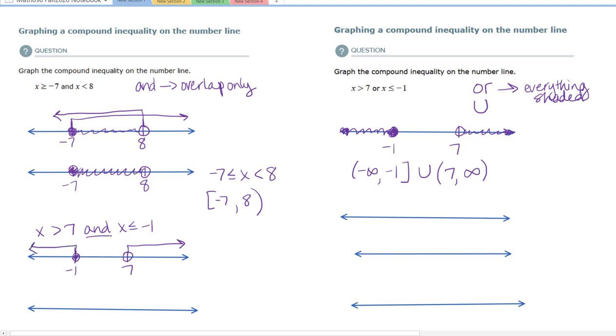Remember, for and, we want overlap, but there is no overlap. So since there's no overlap, this would be the numbers that are greater than 7 and also less than or equal to negative 1; there aren't any. So you could say no solution, or the empty set, or it's just an empty number line. So that can happen when you have an and, that you end up with an empty set. Only with and can you end up with an empty set or an empty number line.